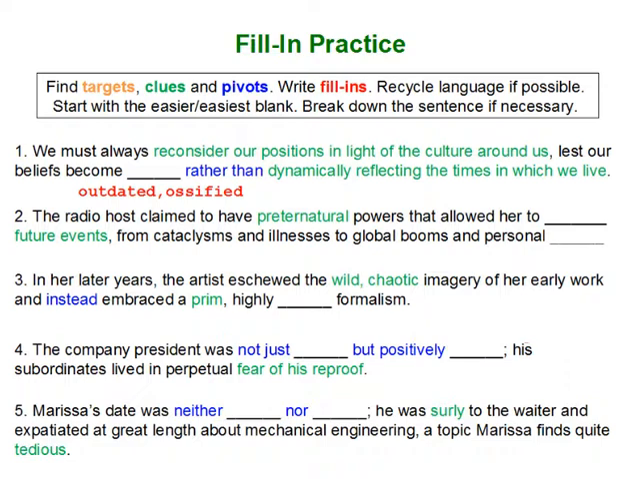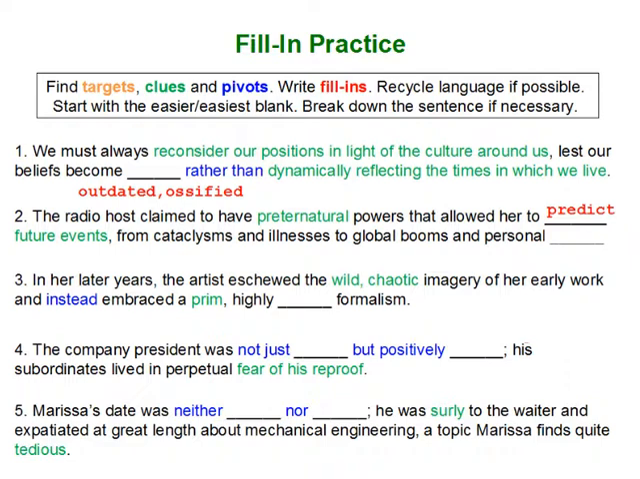With number two, preternatural powers that allowed her to blank. So, what do preternatural powers do? Future events. Well, when talking about the future, clearly we mean predict or foresee. The next part is kind of interesting, this list. We have cataclysms and illnesses, two bad things, a pair of nouns here.